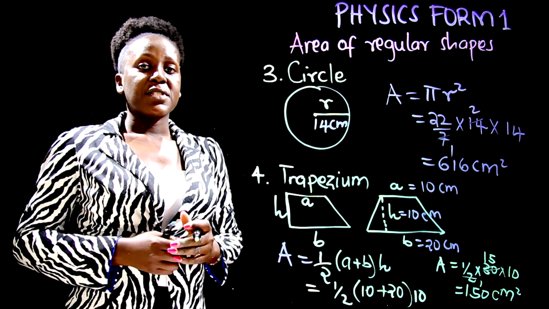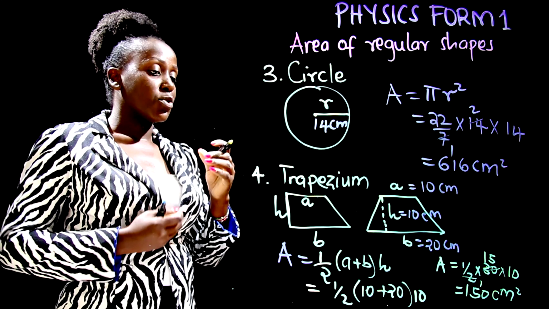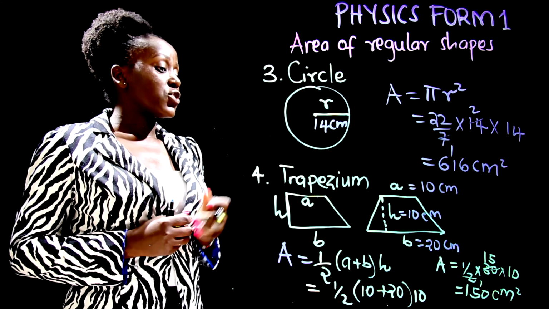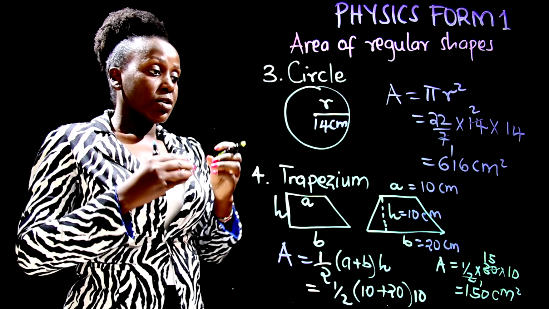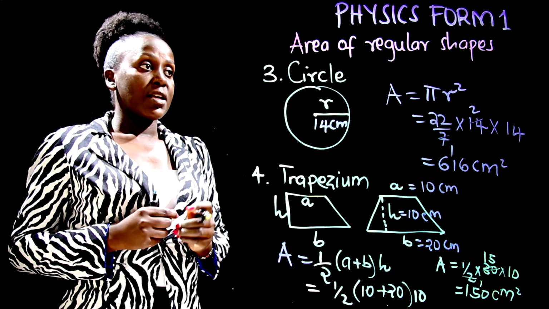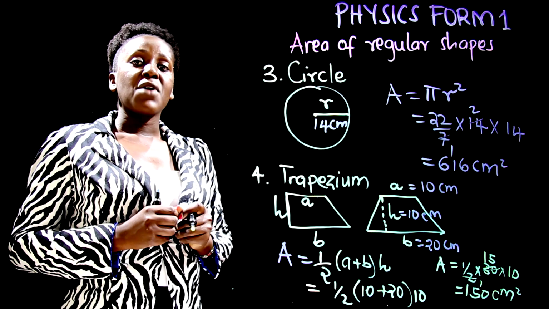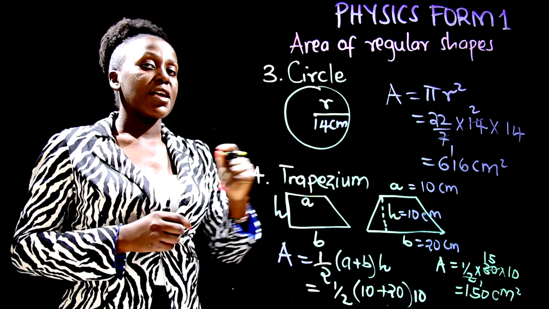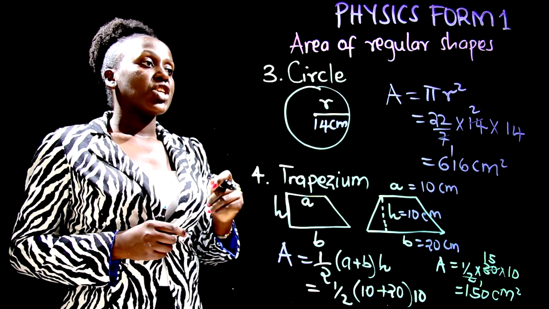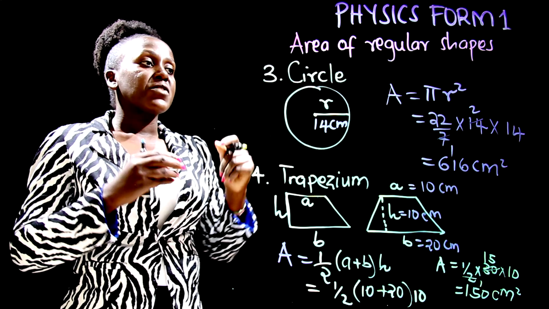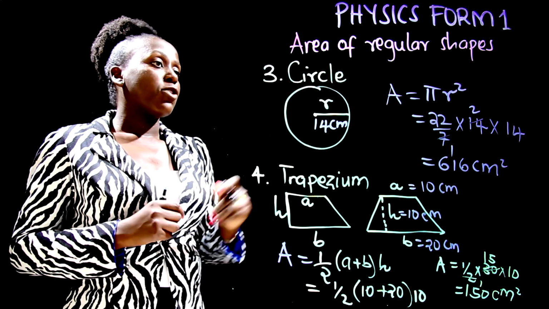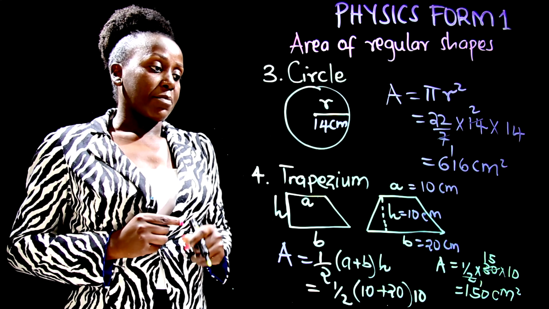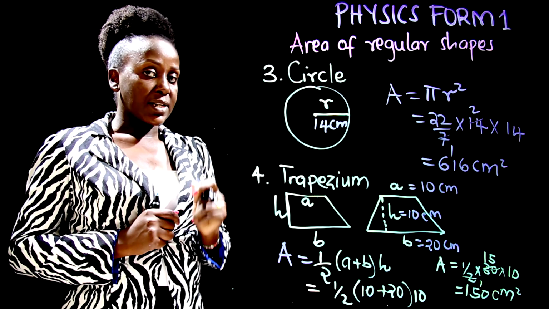Now these are the shapes that you need to recall, and you also need to recall how to determine their areas. Now what happens if a shape is irregular? What if a shape is irregular? What if it doesn't have a definite shape? How do we calculate the area? And that is what we will look at now.